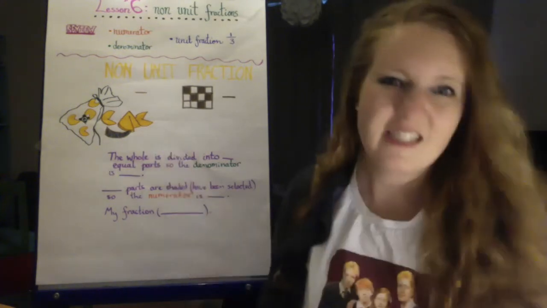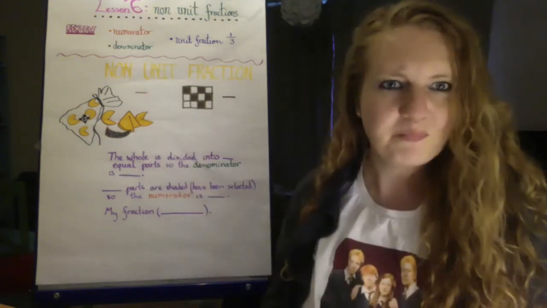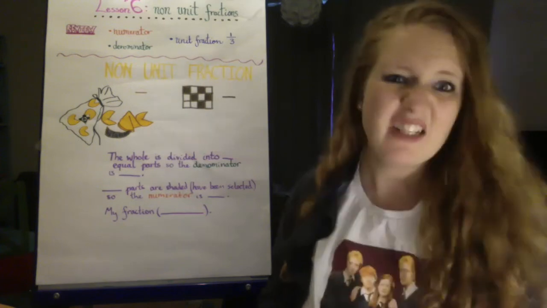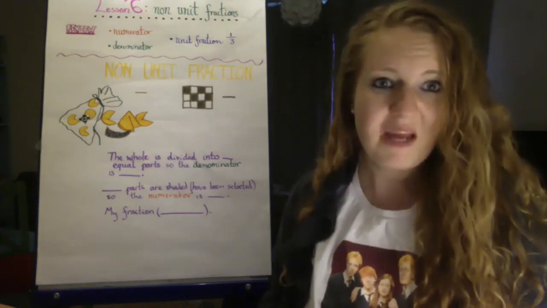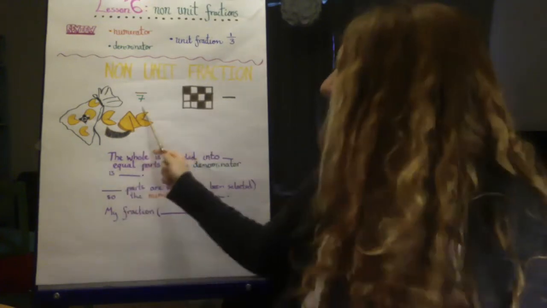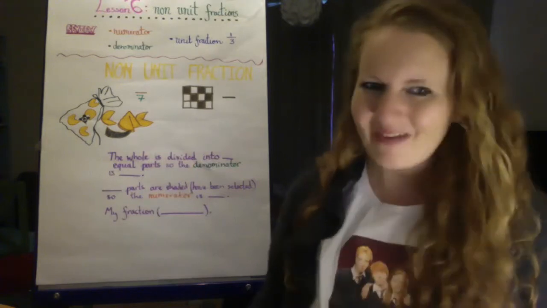Do I need to put 7 as my numerator, or do I need to put 7 as my denominator? Let me know. And I don't like writing, so just gonna make it happen. 7 as my denominator, of course. That's how much I have all together, my whole part.